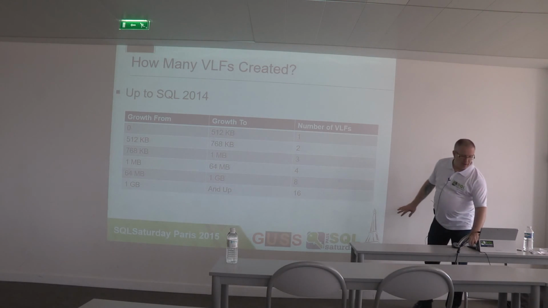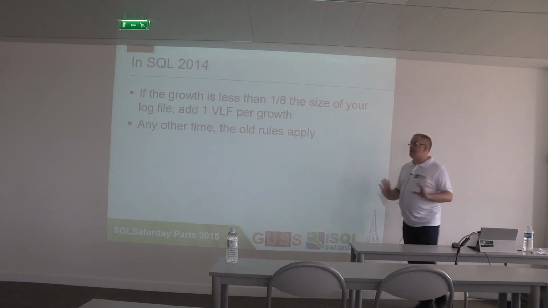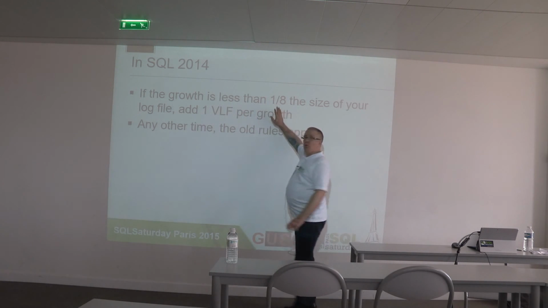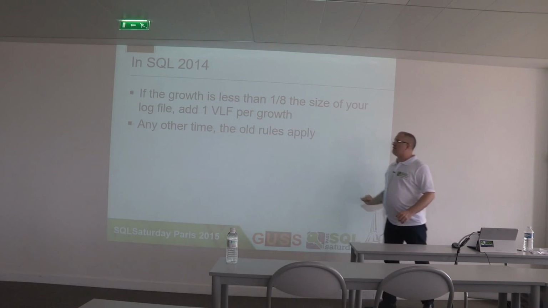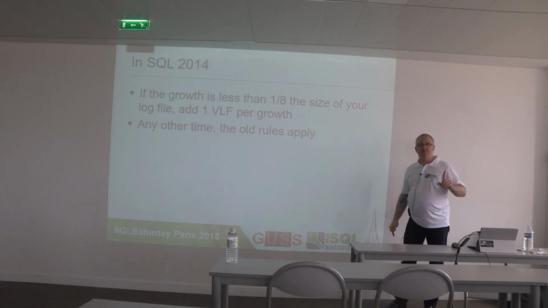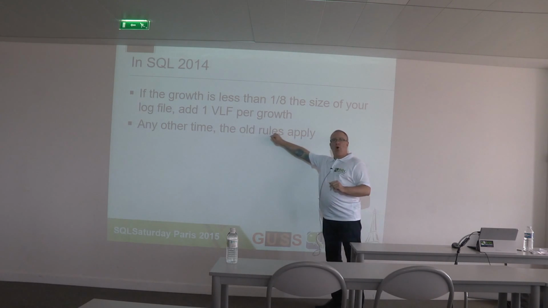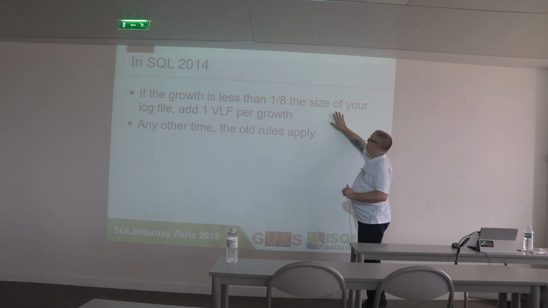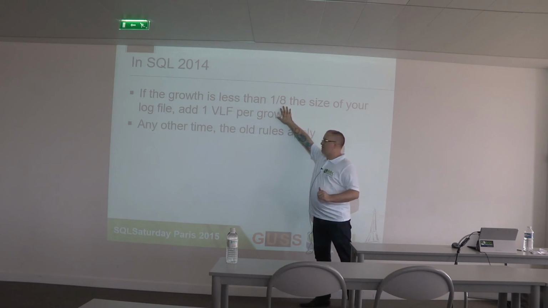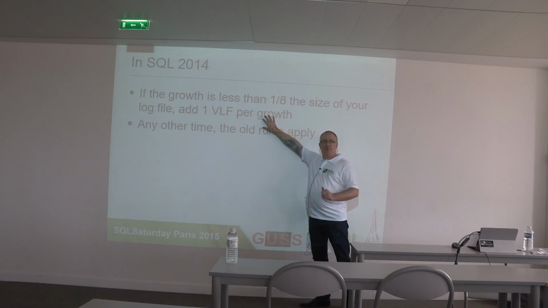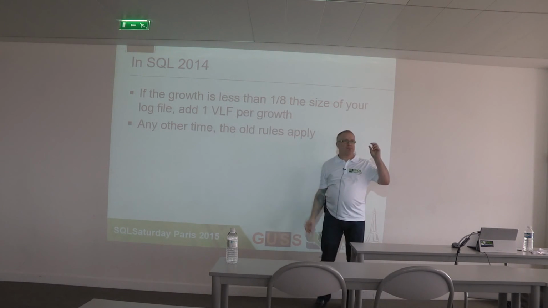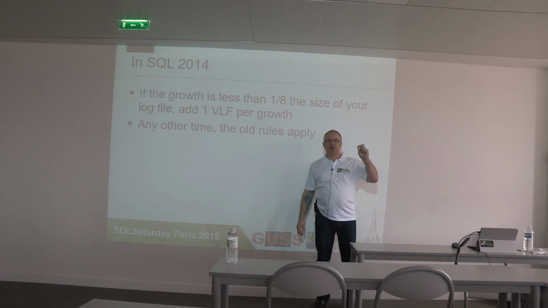Oh, okay. Now, like I said, this changes in SQL 2014, and it's a lot simpler. If your growth is less than 1/8 the size of your transaction log file, it only adds 1. This is so much better. Any other time, the old rules apply. So it's just that simple. So if you were growing in small increments, it will only add 1. Now, does anyone know when this would happen? Why are we adding small chunks or small growths?